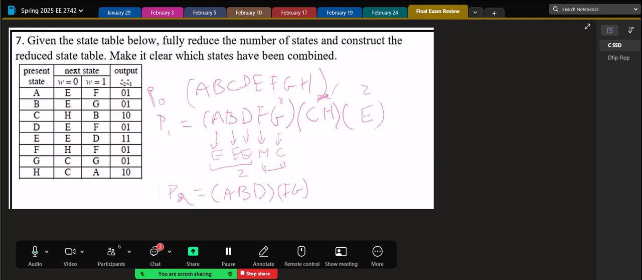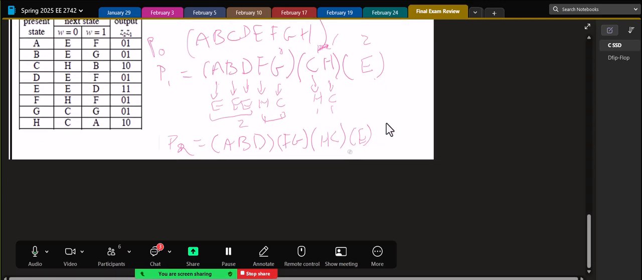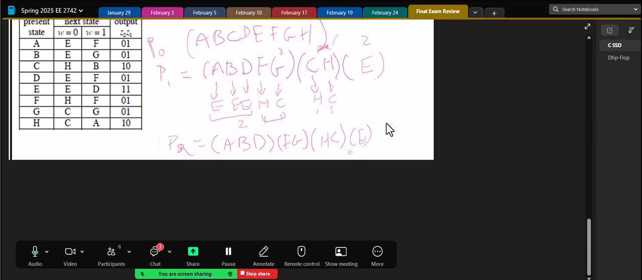Now let's see where C goes. C goes to H, which is group 1. H goes to C, which is also group 1. So they can stay together because they're going to the same group. You don't have to check the singlets, the things that are by themselves, because they can't split up. So that was checking the 0 followers. Now I'll check the 1 follower. So now I want to see, where do they go when W equals 1?